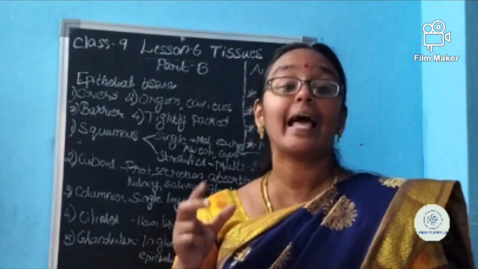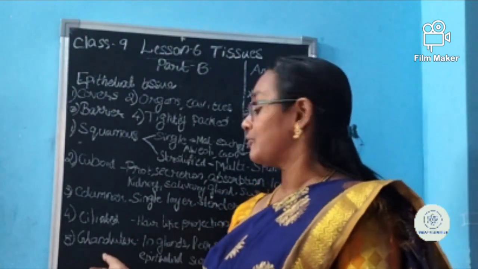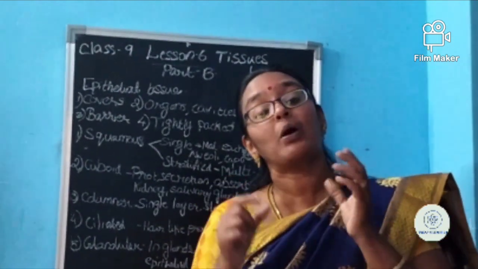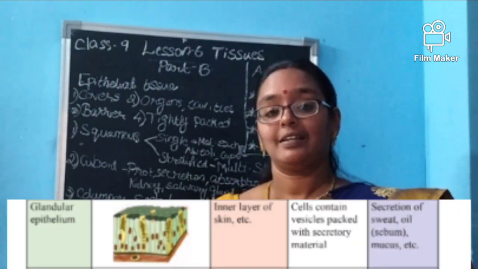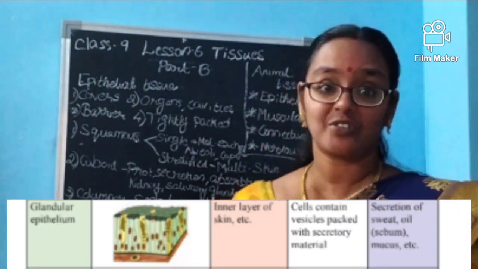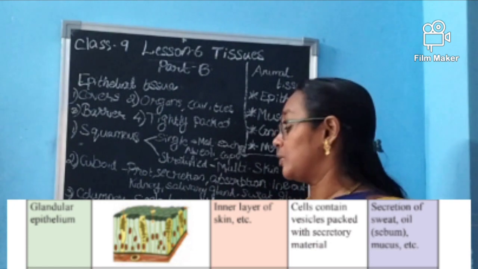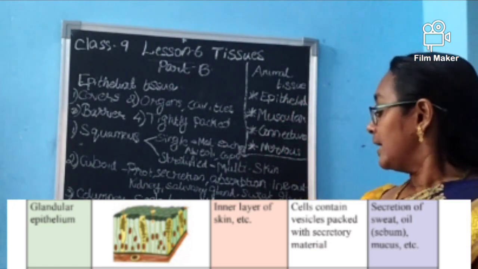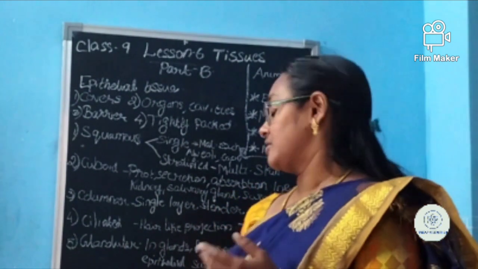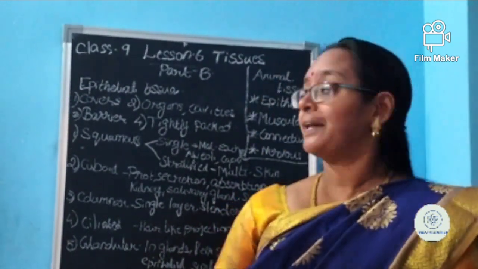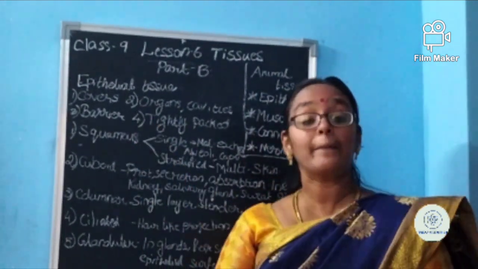And the fifth one is glandular tissue. From the name itself, you can understand that it will be found where glands secrete. In those parts, these glandular tissues are found, and they help with secretion in the epithelial regions or epithelial surfaces. Now you have an idea about the epithelial tissue.